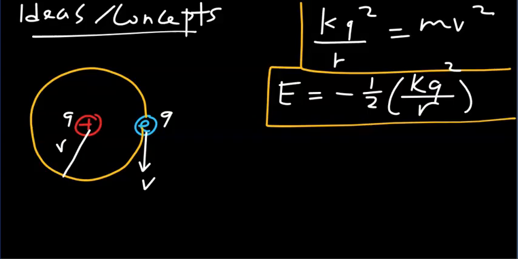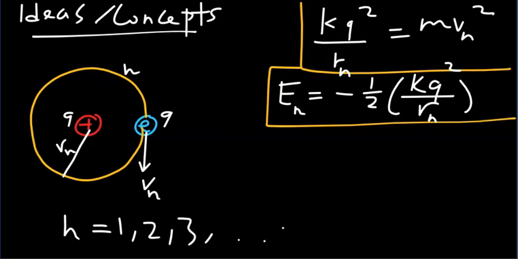Note that this is one of the possible orbits. So let's assume this is the nth orbit. That means this is the energy of the nth orbit, and we can label the radius of the orbit with subscript n and the orbital speed with subscript n as well, like that, where n can be 1, 2, 3, and so on and so forth.